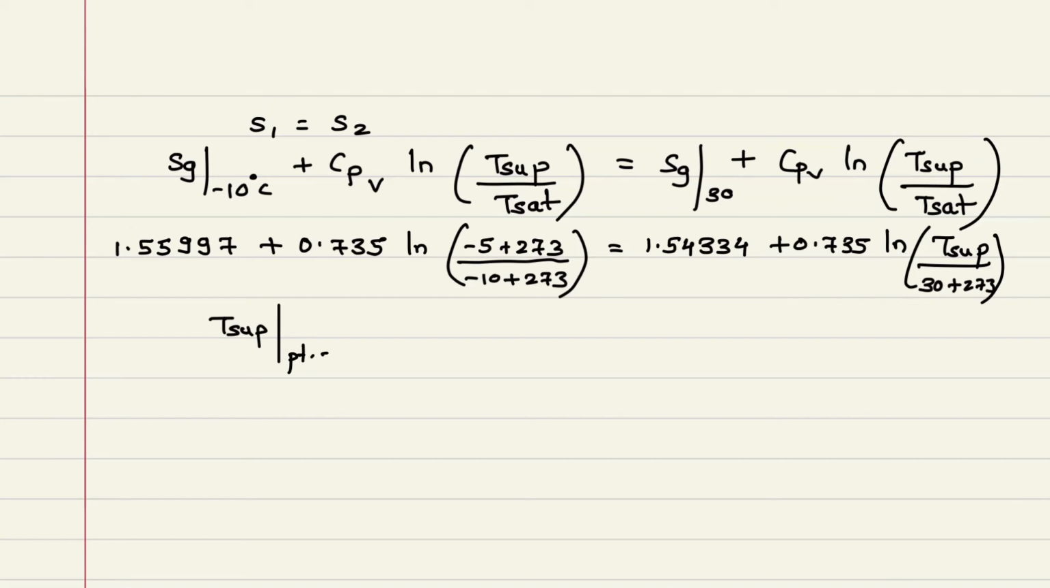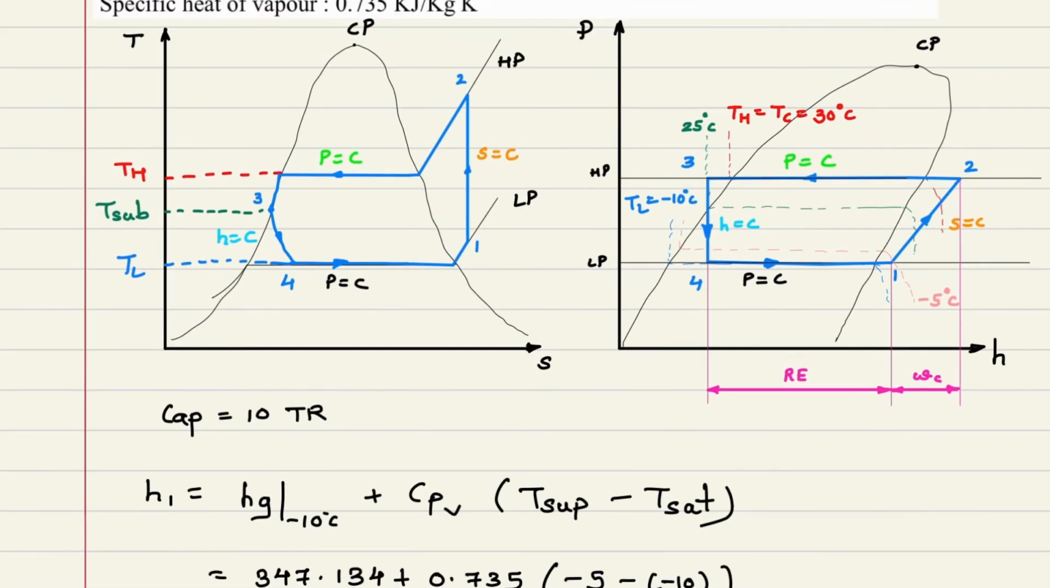for point 2 is equal to 315.826 Kelvin. Convert this into degree Celsius, 42.83 degree Celsius. Okay, now we have to calculate H2. What will be the equation of H2? Point 2 is in the superheated region. So till this point it will be Hg at 30 plus Cp of vapor into T sup, which we have calculated just now, minus Tsat, which is 30.